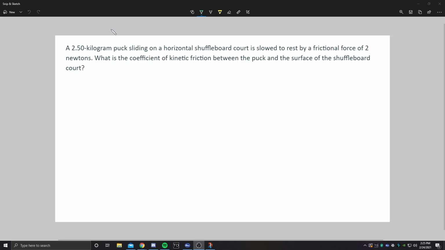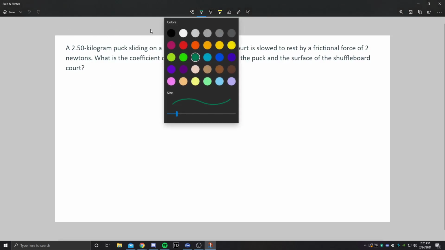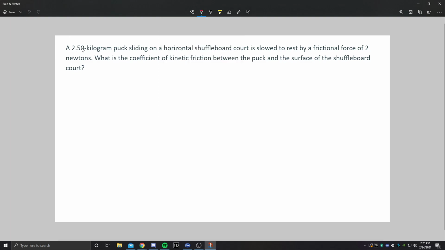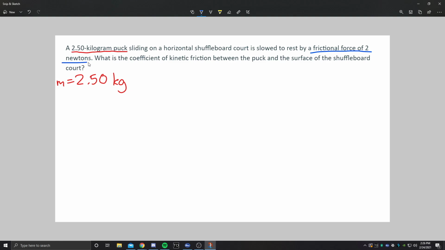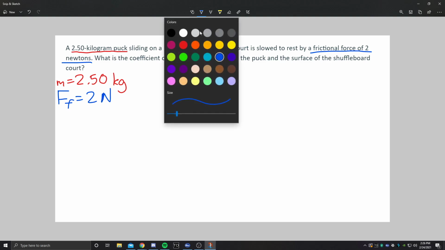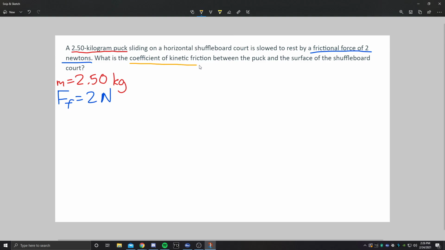All right, let's go over the problems we did in class. So this was on the PowerPoint slides, or rather the Google slides. You have a 2.5 kilogram puck, and you have a frictional force of 2 newtons. So your force due to friction is 2 newtons. And you want to find out what the coefficient of friction actually is. So what is the coefficient of kinetic friction?